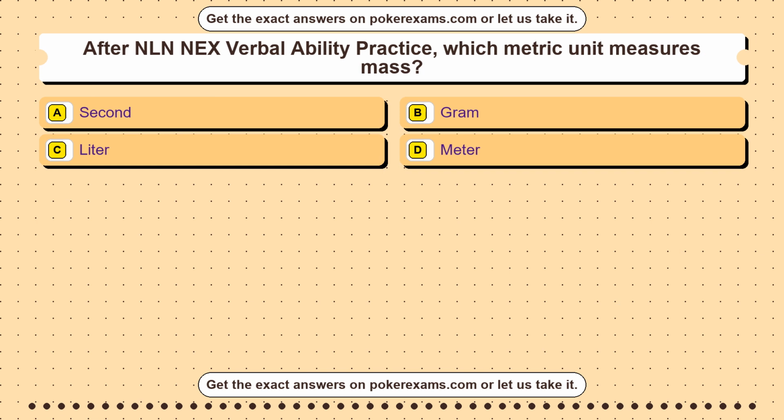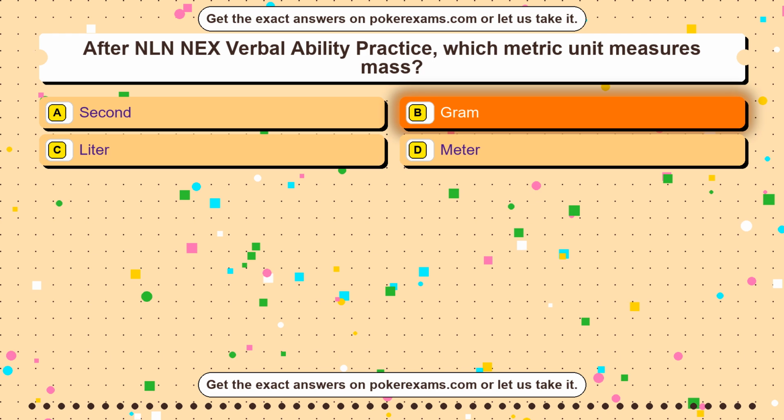Question 16. After GED statistics practice, which source would best support a historical claim? Option A, advertisement slogan. Option B, primary document. Option C, random comment. Option D, cartoon only. The correct answer is option B. Primary document.